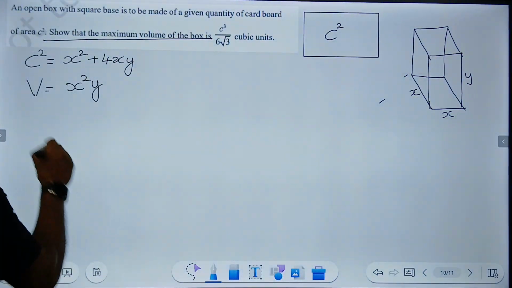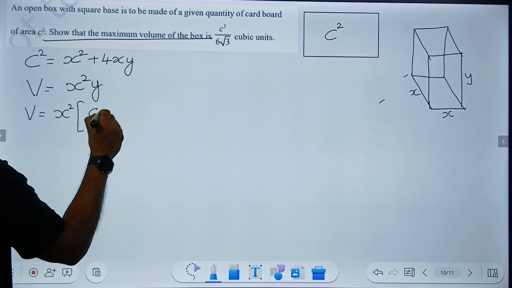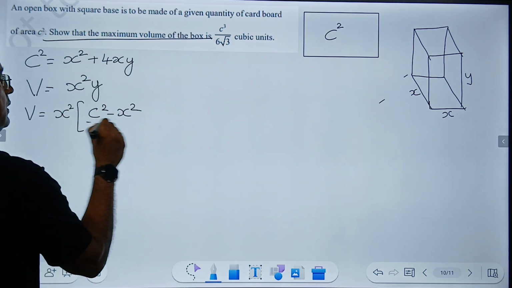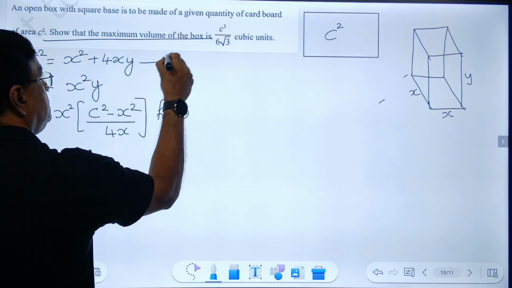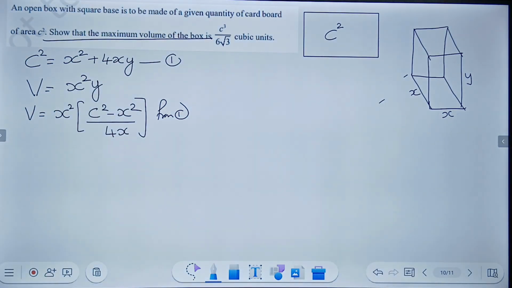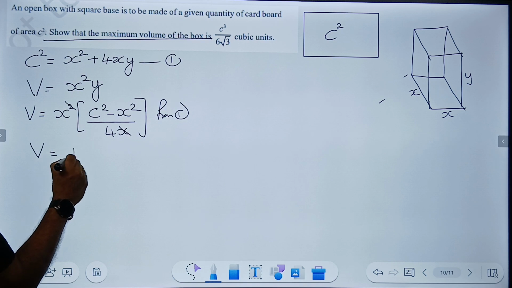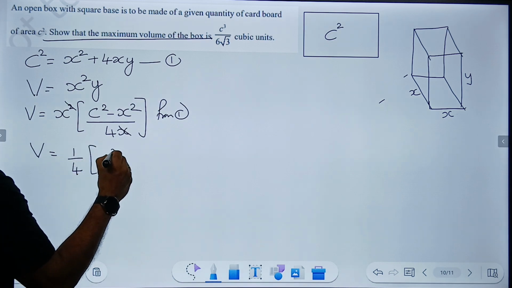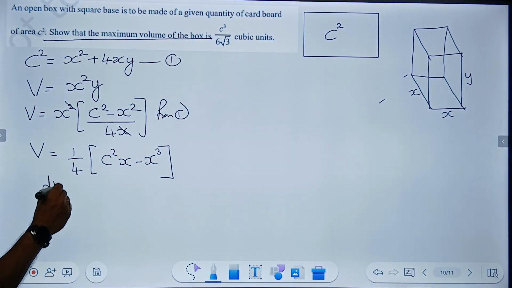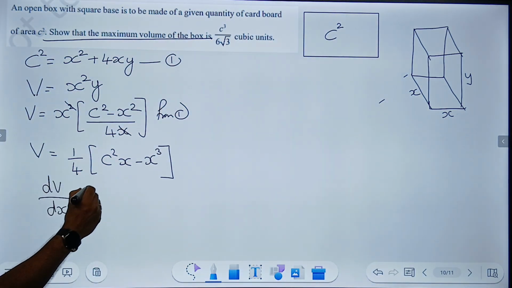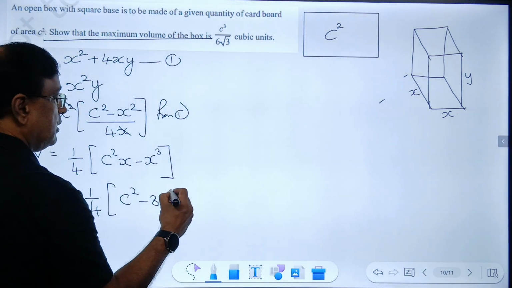Now it has 2 variables, so I'm going to change it to a single variable. I will change this y, which is c square minus x square divided by 4x. This is from 1. My y will be c square minus x square by 4x. So now what do you do? Open the bracket. If you open the bracket, what do you get? You get c square x minus x cube. Now what is dv by dx? dv by dx will be 1 by 4 into c square minus 3x square.